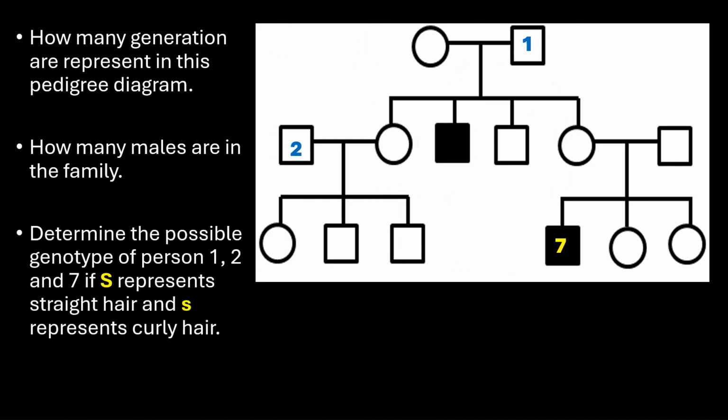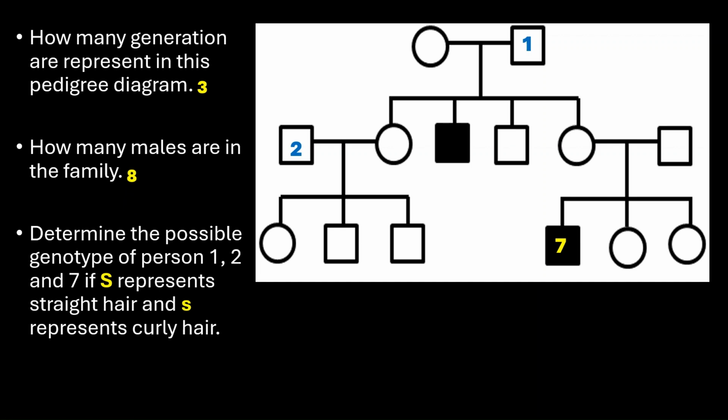Then we go to this one also. How many generations are represented here? So we count the horizontal lines: 1, 2, 3. So there are 3 generations here. How many males are in the family? So let's check. The box represents the male. That is, first generation we have 1, second generation we have 2, 3, 4, 5, 6, 7, 8 in the third. So there are 8 family members.